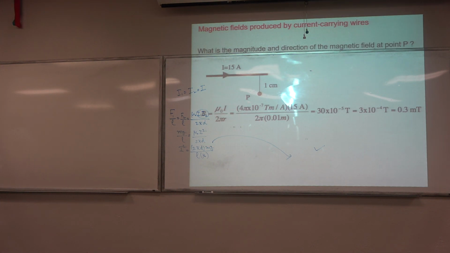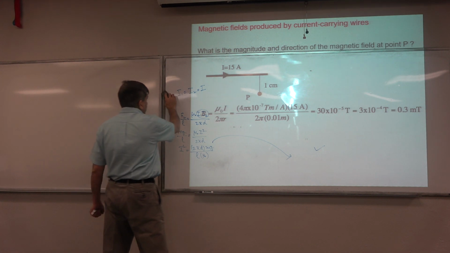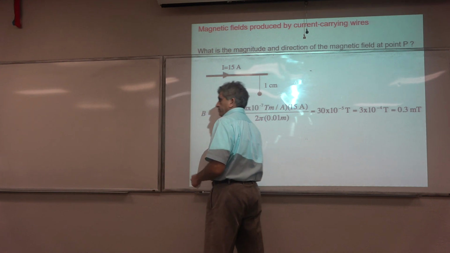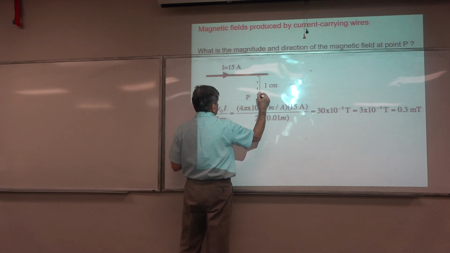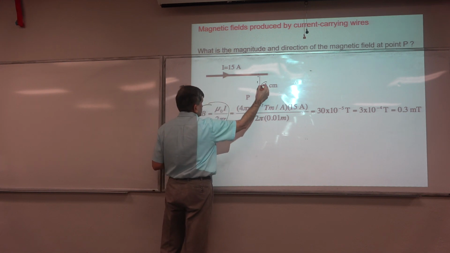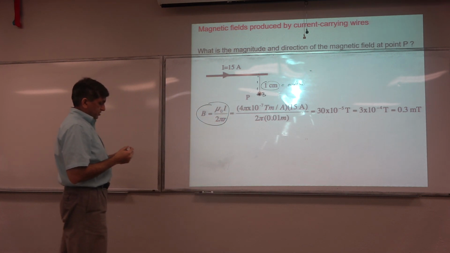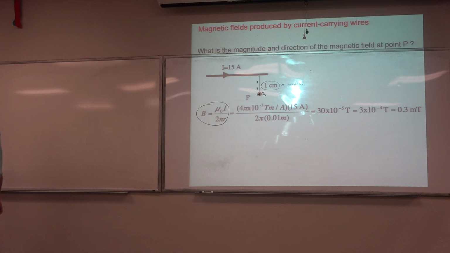Now here is another point. You have a current carrying wire. What is the magnitude and direction of the magnetic field at point P? So you want to find the direction and the magnitude of the magnetic field at point P. Using Ampere's law, the magnetic field at this point B is equal to mu naught I over 2 pi r. R is this 1 centimeter, which is equal to 0.01 meters. Now you can plug in the numbers. The current is 15 amps given to us. So you get the answer 0.3 millitesla.